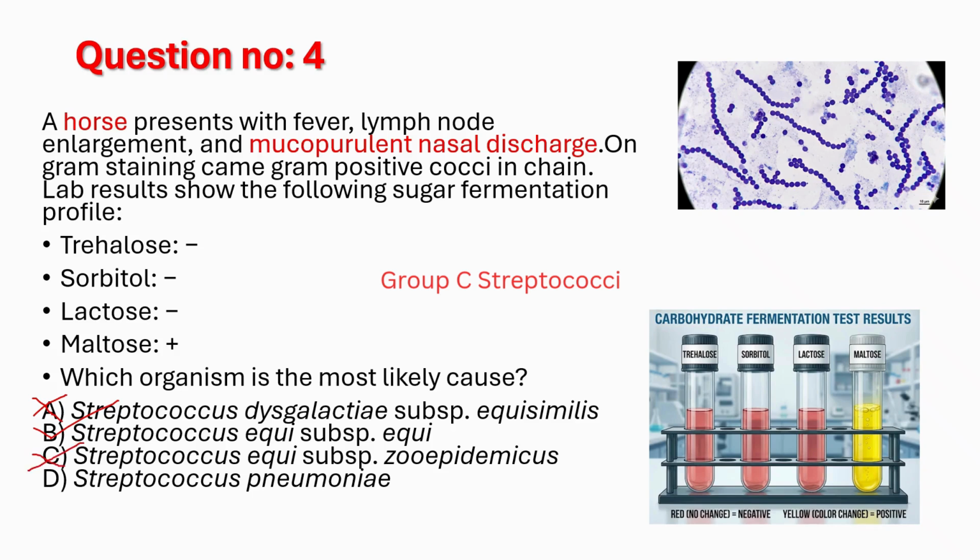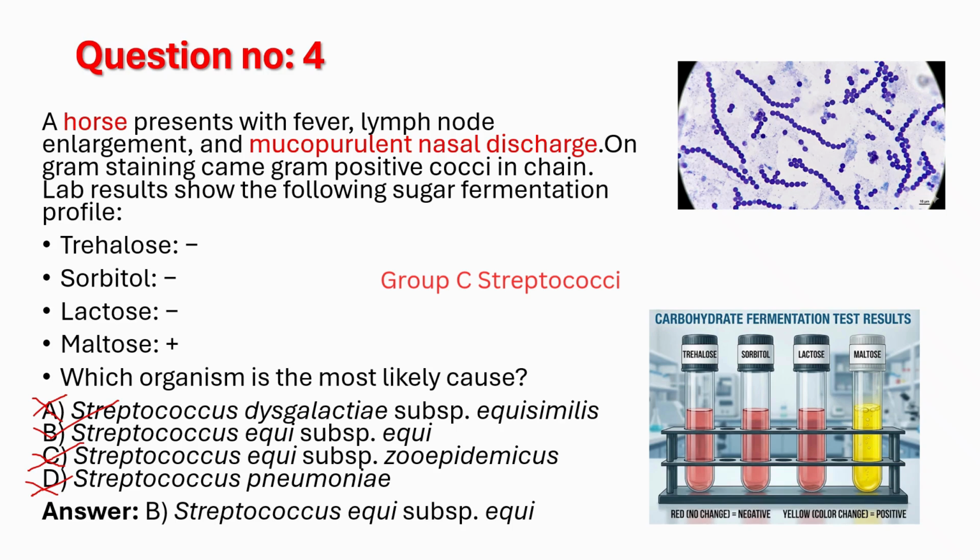The last one, Streptococcus pneumoniae. This organism is primarily a respiratory pathogen in humans and occasionally in horses, but it does not ferment these sugars like the equine group C streptococci, and its clinical presentation is different. So this is also out. So our correct answer is Streptococcus equi subspecies equi.